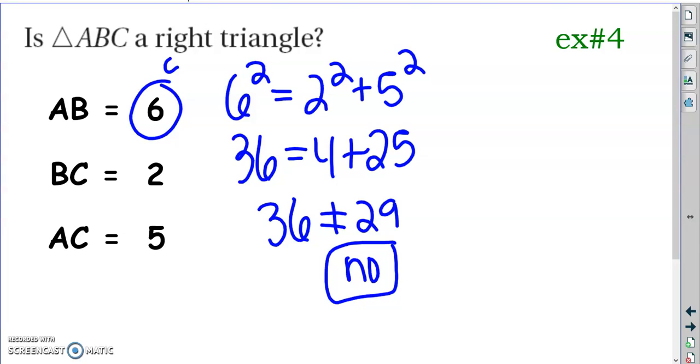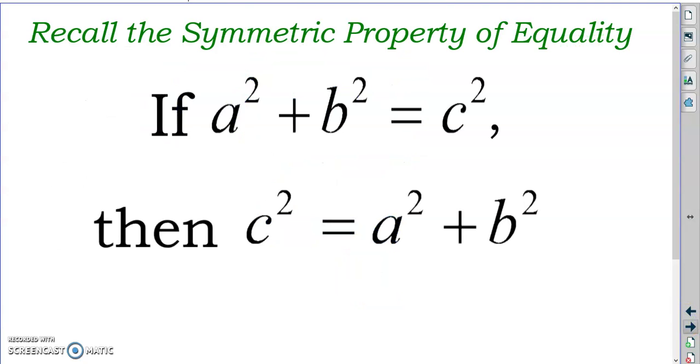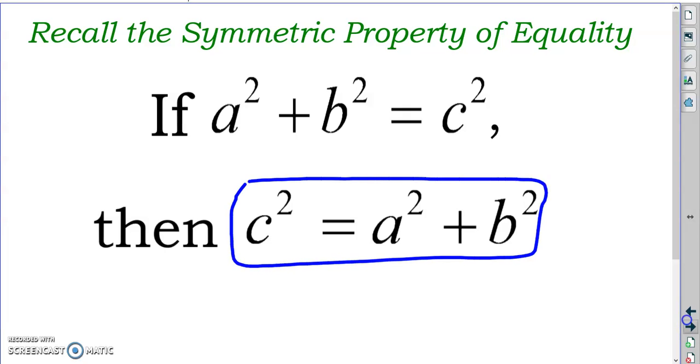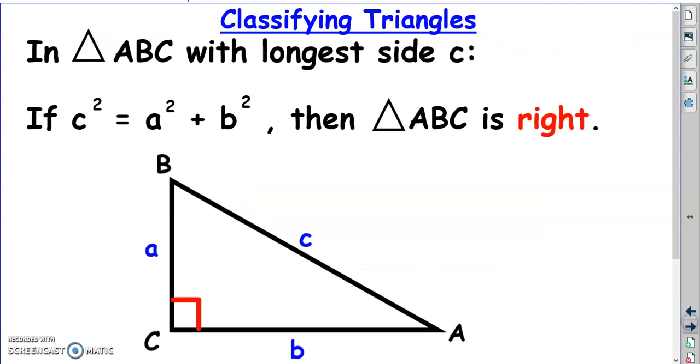Now, we talked about this a lot, and that's why I erased on the first slide. Recall the symmetric property of equality. That just means it doesn't matter which side of the equal sign something is on. 1 plus 1 equals 2, and 2 equals 1 plus 1, right? So far in chapter 4, we've been writing things like c squared equals a squared plus b squared.